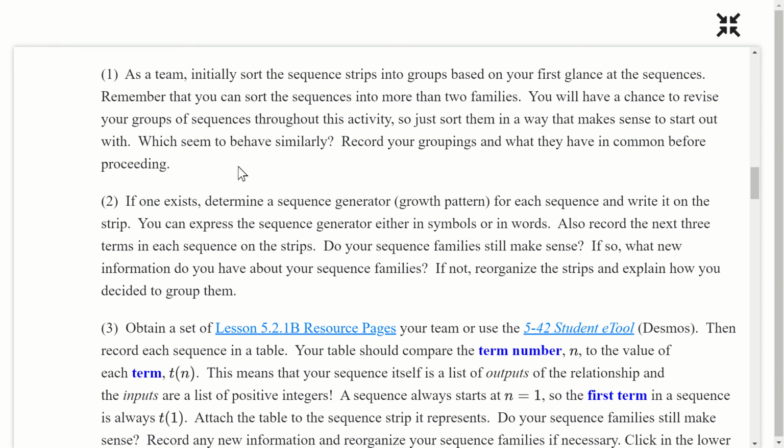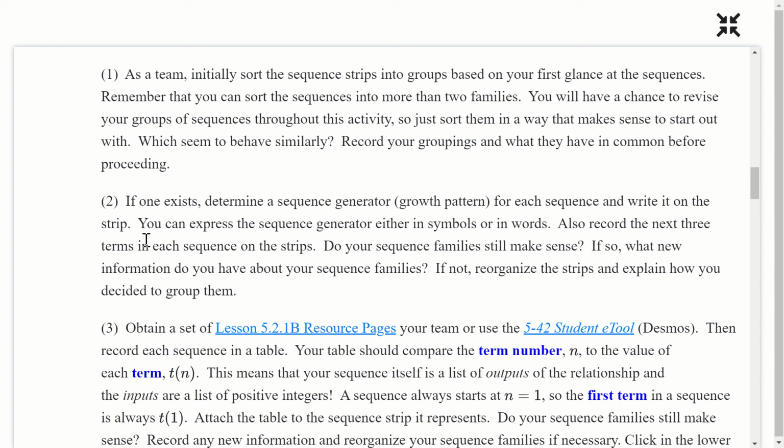So I think that's the first thing. On that first slide, group them, and then give me a description of which, what does it say? Record your groupings and what they have in common. So what is it that those things, your groupings, have in common? So type that. If one exists, determine a sequence generator growth pattern for each sequence and write it on the strips. Don't write it on the strips, just in text. Do a small text box next to each one and say this is a sequence generator. And remember, the generators can be different things.